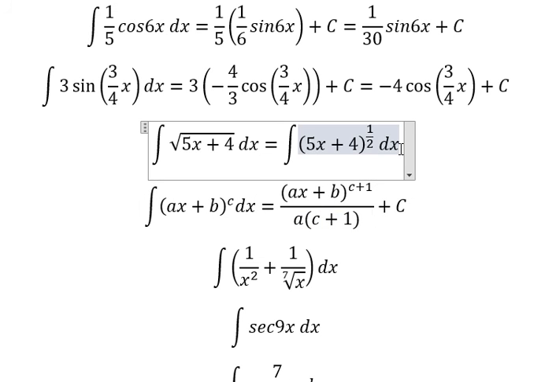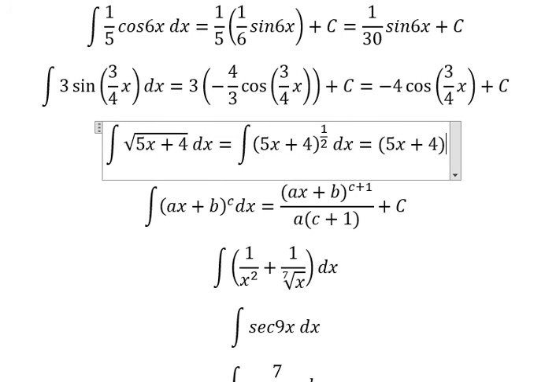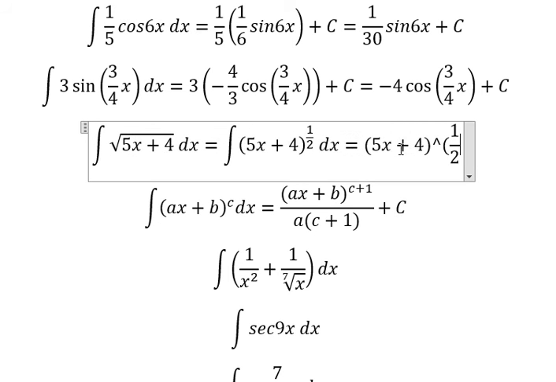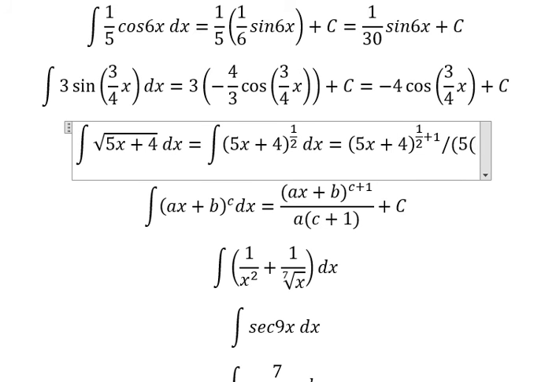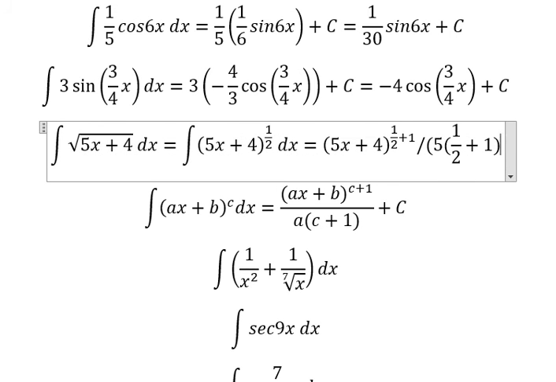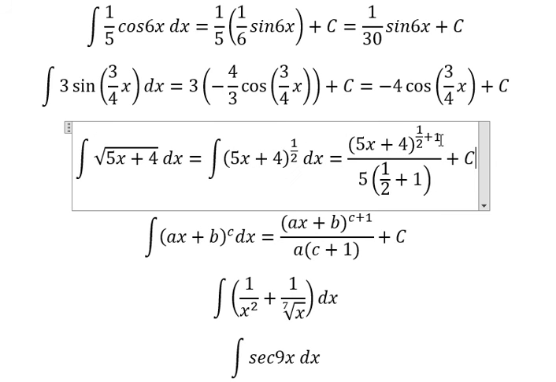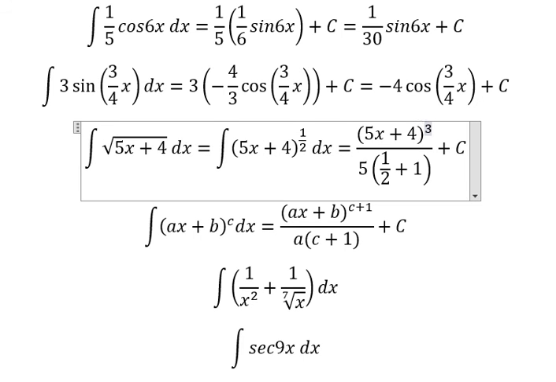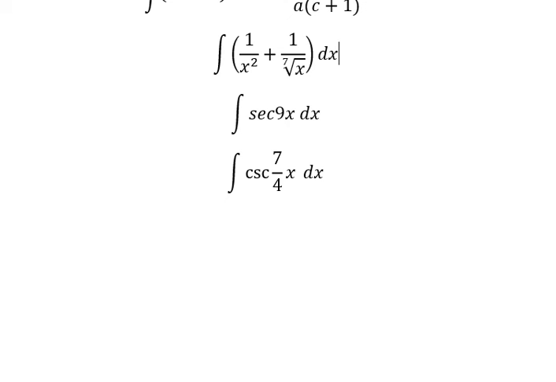So in this situation, we have 5x plus 4 to the power of 1 over 2 plus 1 over 5 multiplied by 1 over 2 plus 1. And we put c. This one we have 3 over 2. Now we go to the next one.